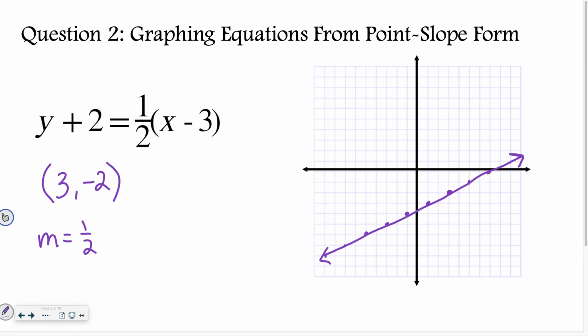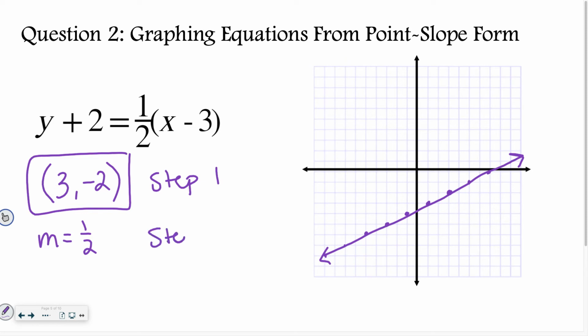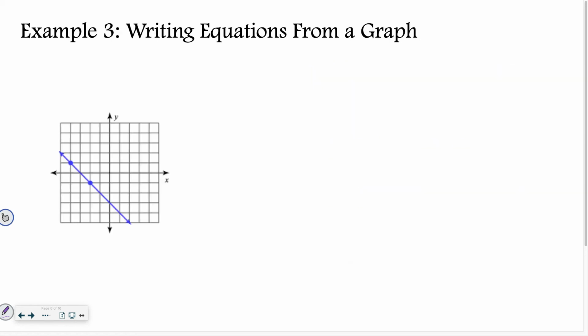All right, hopefully for this graph, you got your first point was at a positive 3, negative 2, and then from there, you used your positive slope of 1/2 to find the next point. Okay? If you have questions about that, please don't hesitate to reach out for some help. I'm happy to help you.